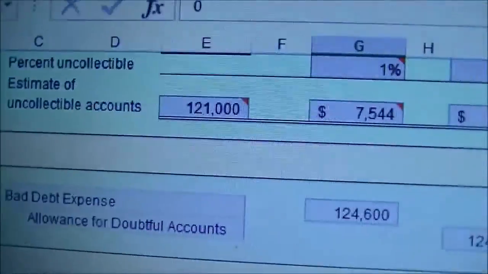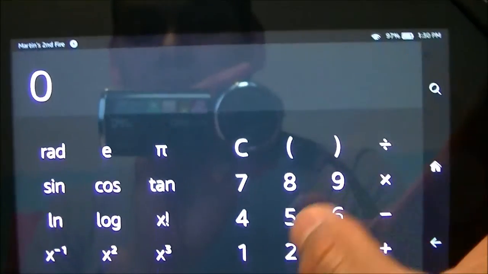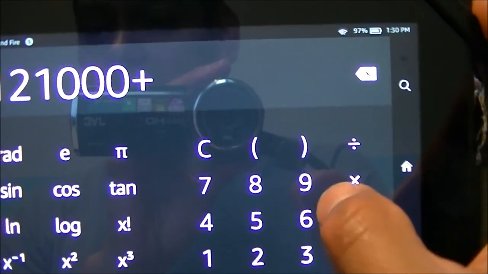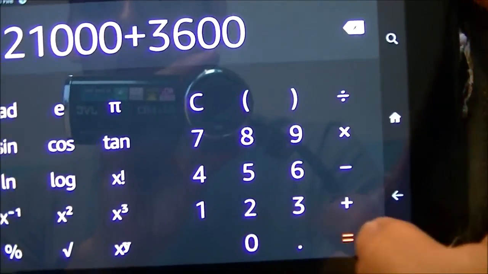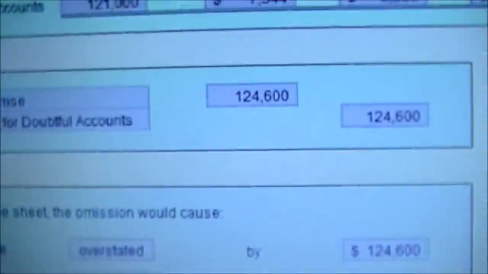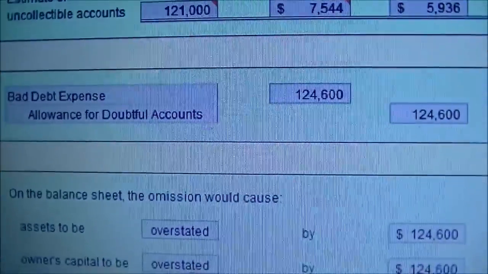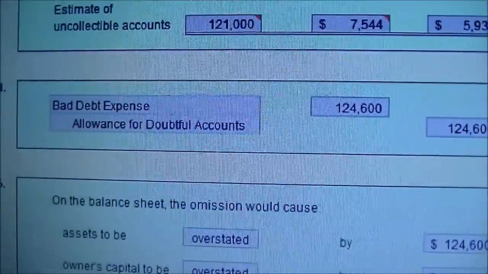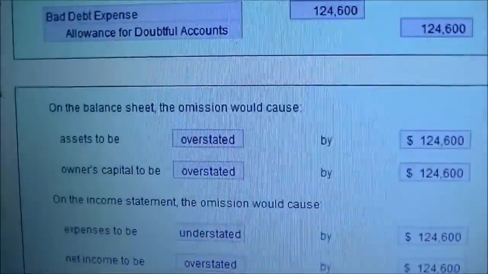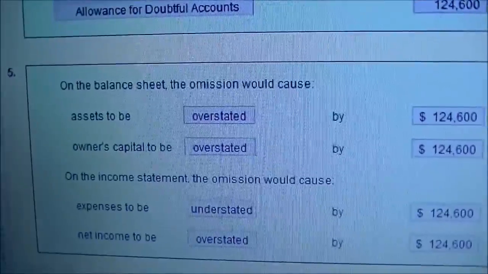So we're going to take $121,000 plus, because it was a debit, so we're going to add $3,600, and you get $124,600. And go ahead and plug that number into the debit and credit side, and you're done. And then just insert the number if it asks for your balance sheet.